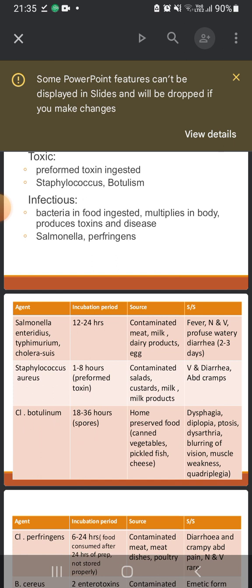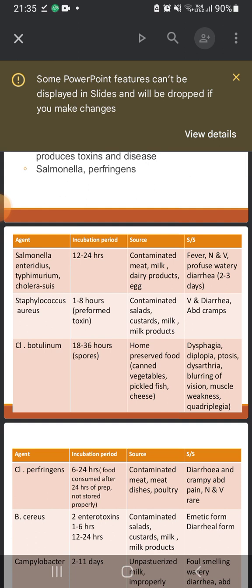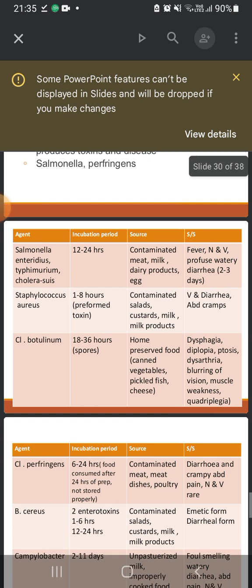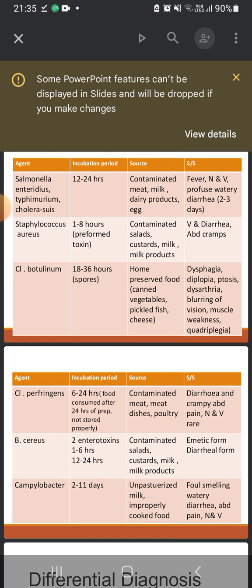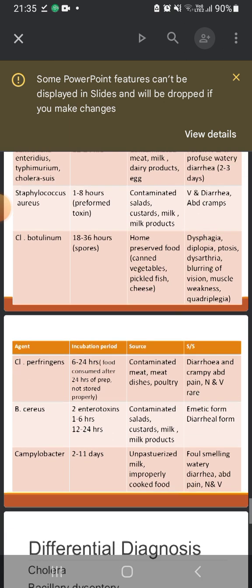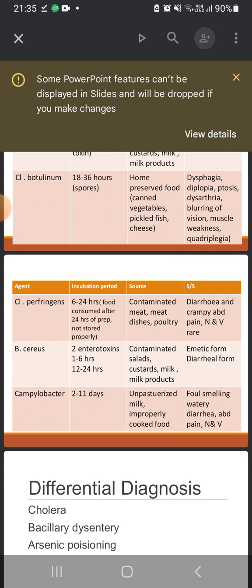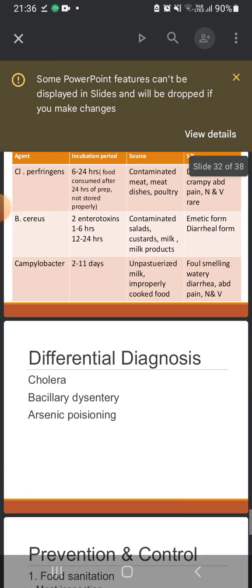Dairy products, fever, nausea, vomiting, and profuse watery diarrhea are its signs and symptoms. Staph aureus: salads, custards, milk products; diarrhea and abdominal cramps are its major signs and symptoms. Clostridium botulinum: home preserved canned food; dysphagia, diplopia, dysarthria, blurring of vision, muscle weakness, quadriplegia. Clostridium perfringens: diarrhea, crampy abdominal pain, and contaminated meat dishes and poultry can cause it. Bacillus cereus: salads, custard, milk. Campylobacter: unpasteurized milk, with foul smelling diarrhea.